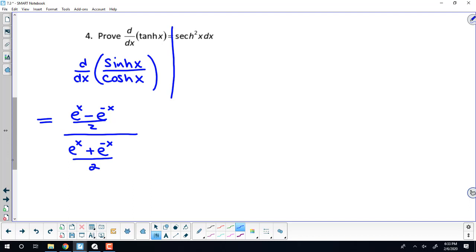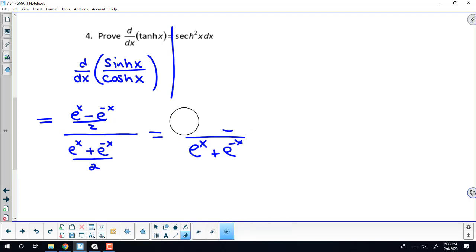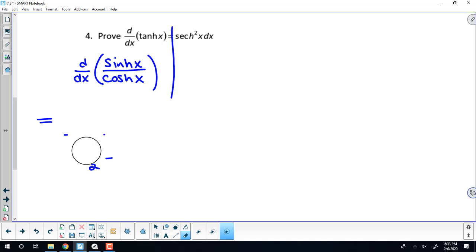No. I mean, you could, right? The 2's cancel out, and you just have e to the x minus e to the negative x over e to the x plus e to the negative x. But if you were looking at that, you still have a quotient rule involved with this as well. So we could do that with the exponential as well, but we don't have an idea of what the exponential representation of hyperbolic secant squared looks like. Other than that, it would be fine to do.